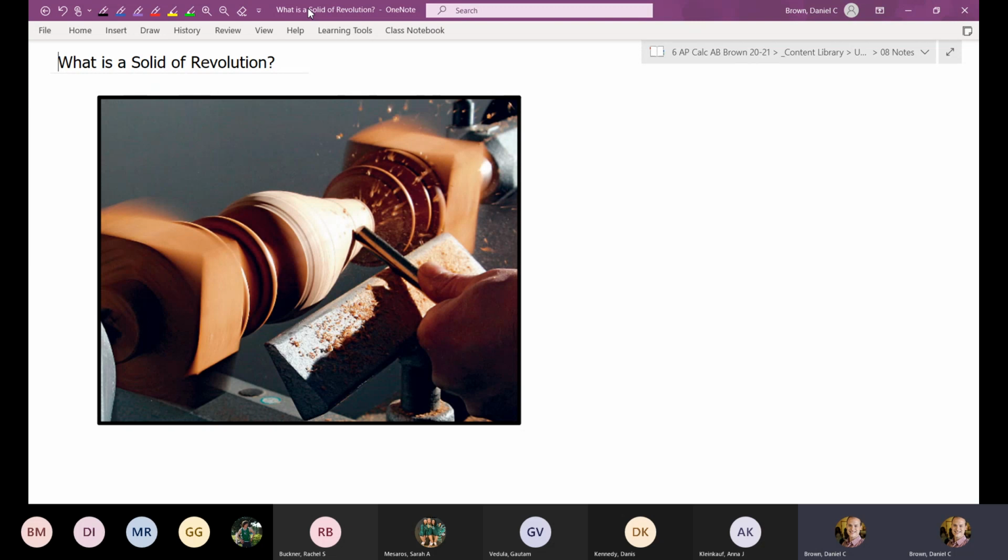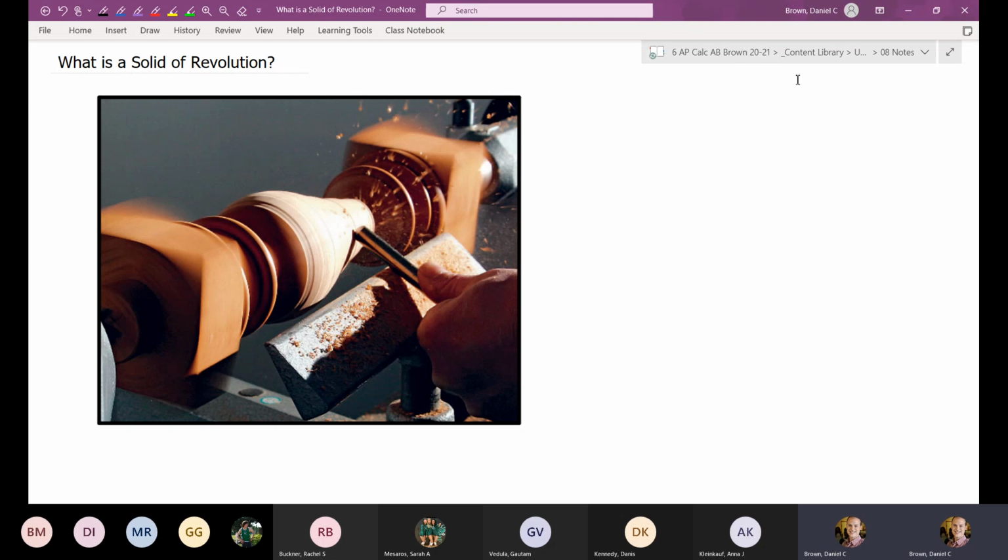So this is a woodcutting example of a volume of revolution. Probably one that students have more experience with is, if you're in ceramics and have made anything on a pottery wheel, that is a volume of revolution because it's created by spinning something around.